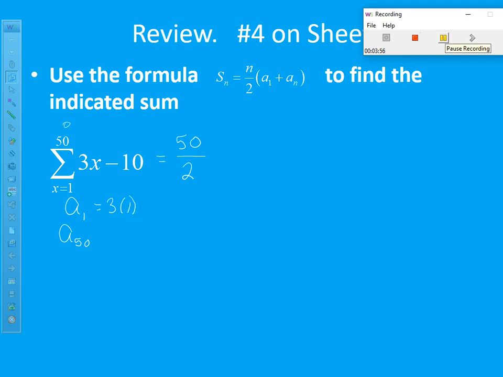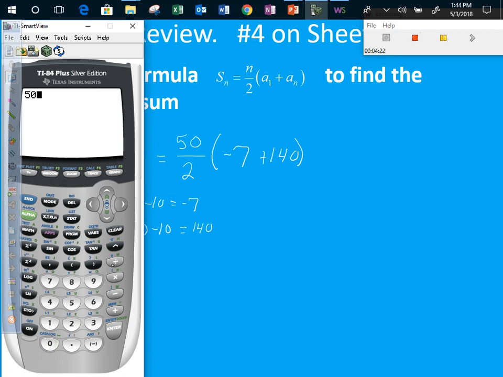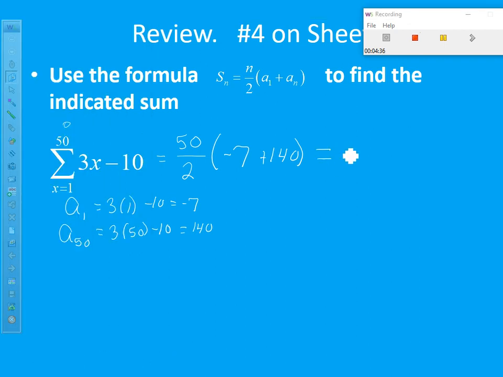A sub 1 is 3 times 1 minus 10, which gives me negative 7. So negative 7 is going to go right there. A sub 50 is 3 times 50 minus 10, which is 140. So the 140 goes right there. Now guys, in terms of your calculator, let your calculator do this work. I'm going to go 50 divided by 2, parenthesis, negative 7 plus 140, close that off, enter. Let your calculator do the work for you. This answer looks like 3,325.